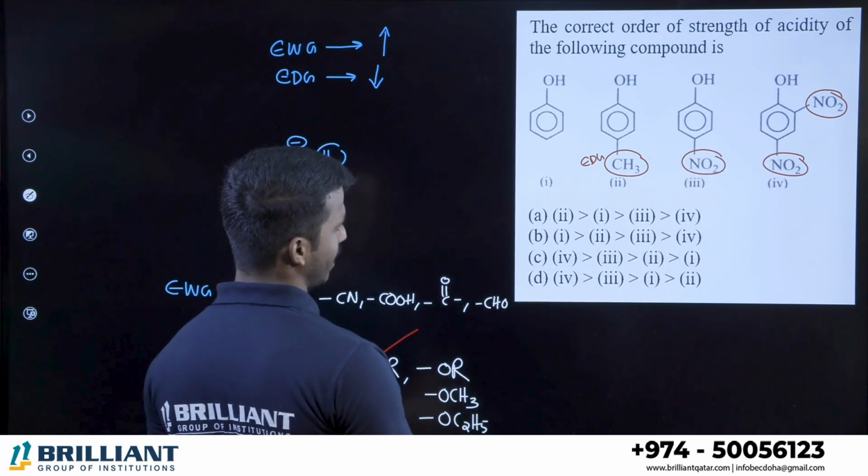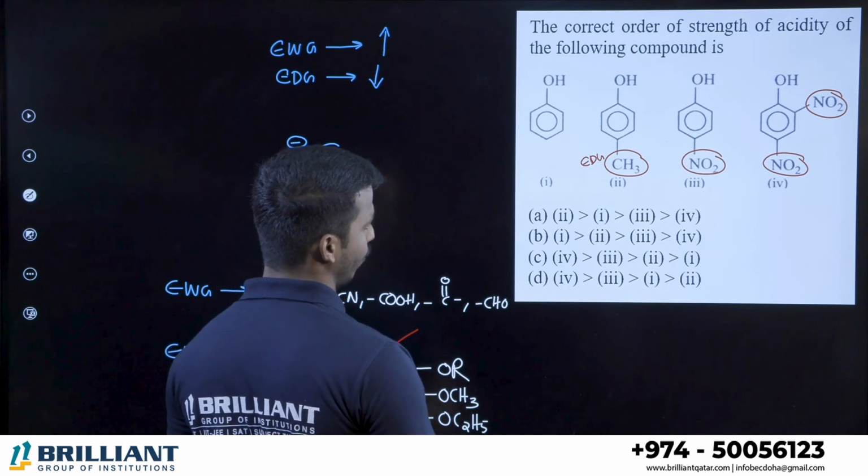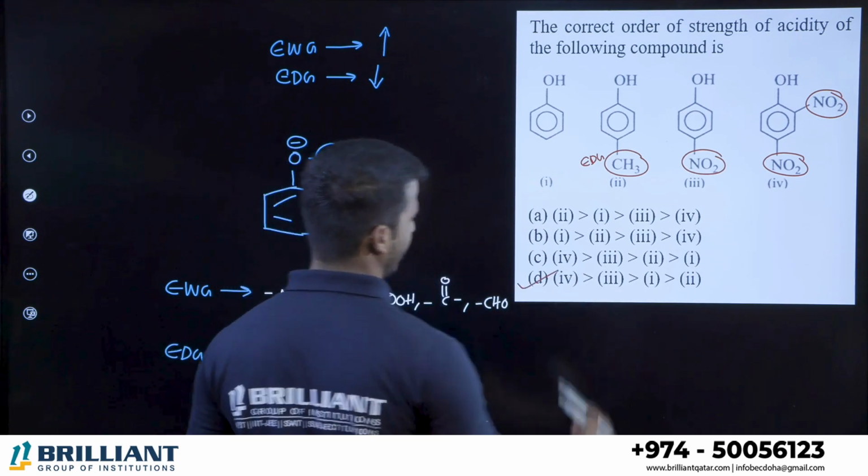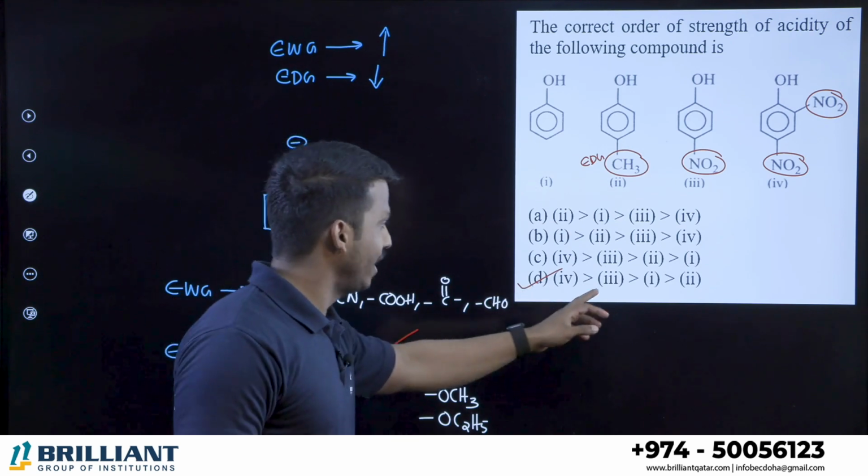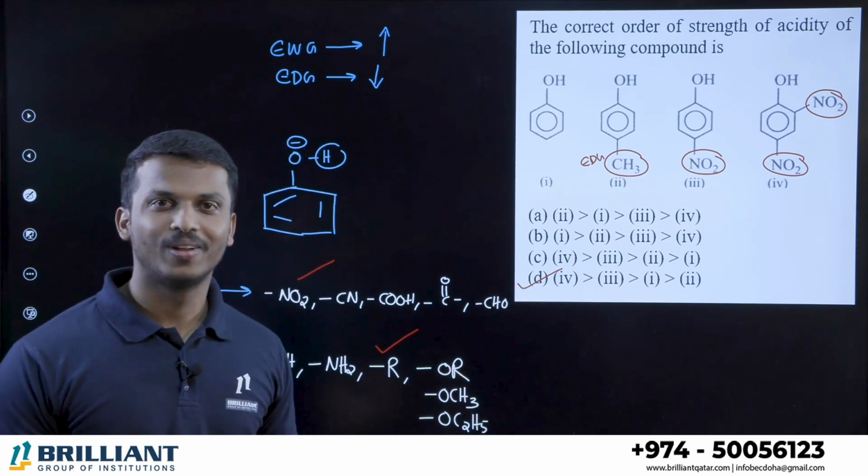4, 3, 1, 2. Where is the answer? That is option D. Alright, 4, 3, 1, 2. Clear to all of you? Right.